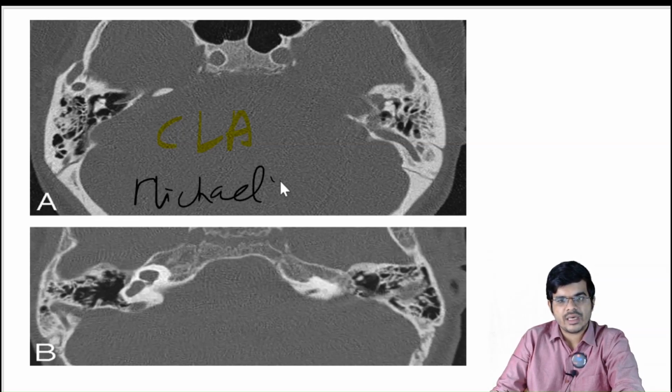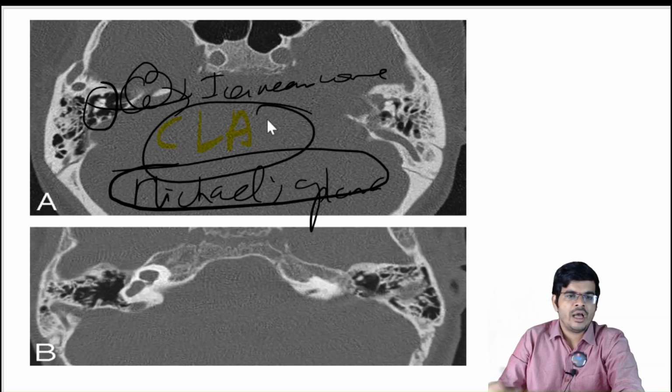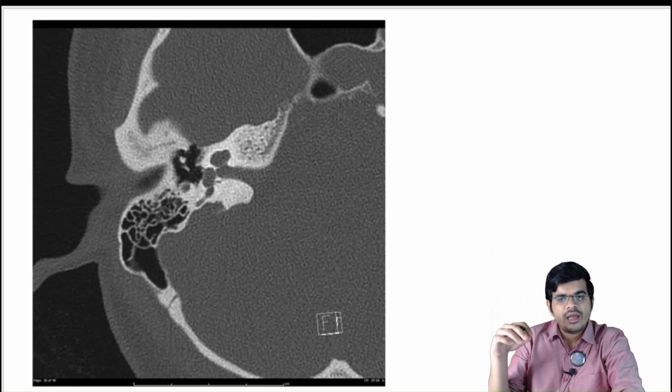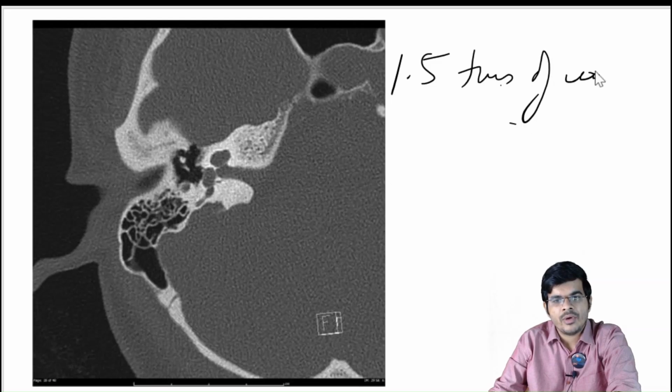Here you can see the ossicles are developed properly, the ice cream cone appearance is present properly, but there is no labyrinth developed. So it is what is called Michel's aplasia, or complete labyrinthine aplasia. Now if the 2.5 turns of the cochlea do not develop, and instead only 1.5 turns of the cochlea develop, then that is what is called Mondini's dysplasia.